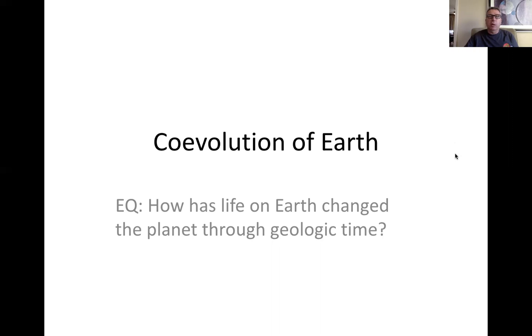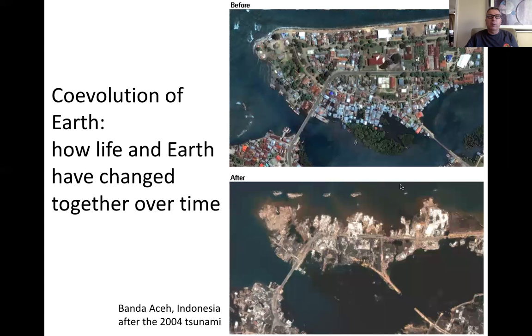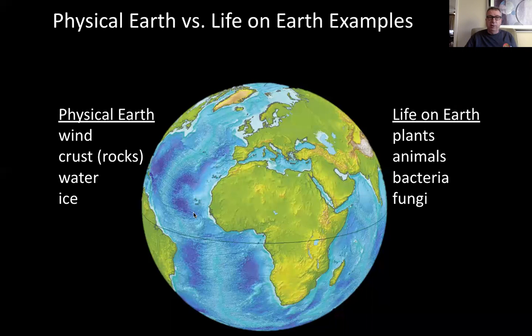All right, so we're going to go ahead and talk about coevolution of Earth, how life and Earth have changed together over time, right? So obviously, I talked a little bit about this, as far as how life would never evolve if Earth didn't evolve. So we're going to be talking about two different types of Earth, right? The physical Earth and the living Earth, right?